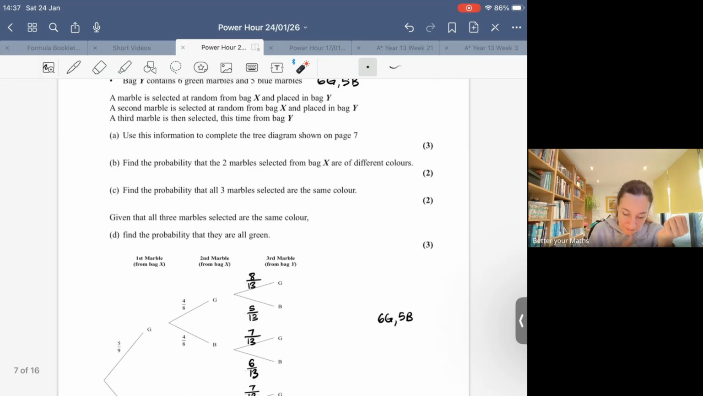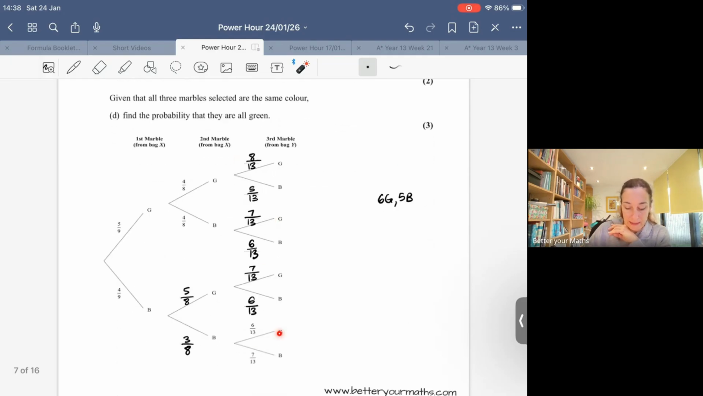So now, find the probability. Once you have the tree diagram, they are going to ask you probabilities. What is the probability that the two marbles selected from bag X are of different colors? So we are not here yet. We don't care about what happens at Y. What is the probability that the two marbles that we got from X are both the same color? What options do I have? Can someone tell me?